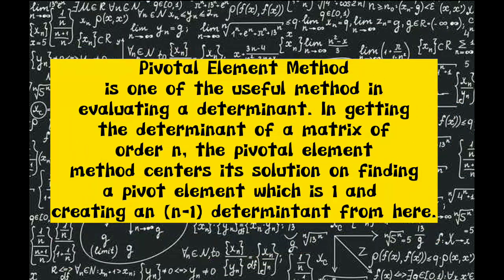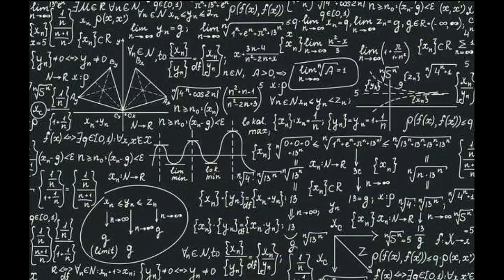The pivotal element method is one of the useful methods in evaluating a determinant. In getting the determinant of a matrix of order n, the pivotal element method centers its solution on finding a pivot element which is 1 and creating an (n-1) determinant from here.